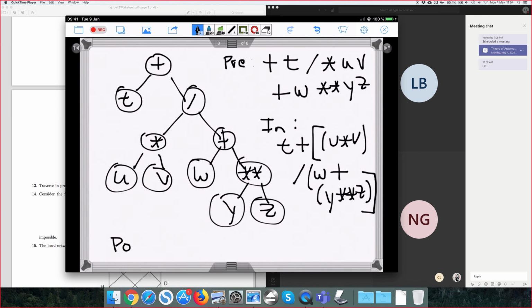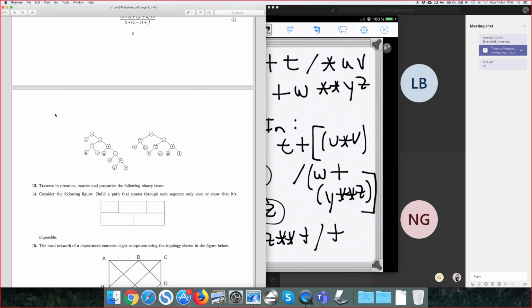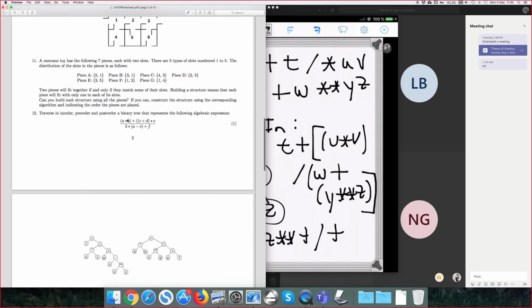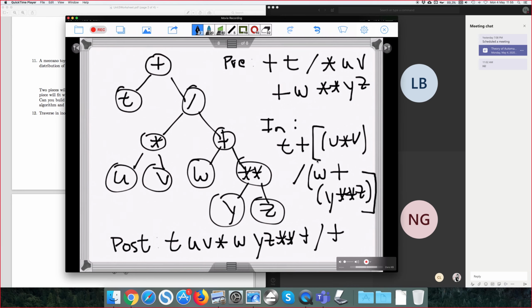And finally, post-order would be T U V multiplication W Y Z power plus division plus. So the rest is similar. The second tree is similar, and this one is similar, but you need to construct the binary tree for the expression, and then you do the traversal. Any question?